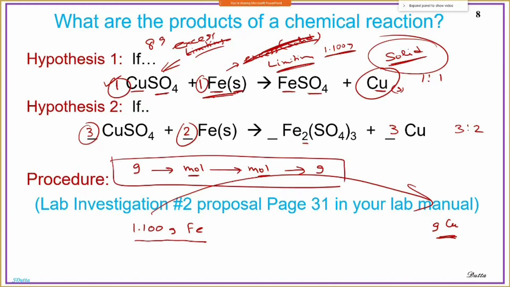Grams to mole. From grams to mole, then mole, then grams. Don't forget, if you practice, you will see this is very easy. So I know grams of the iron. I have to cancel out the grams of the iron, so the grams of the iron has to be on the bottom. What has to be on the top? The mole of the iron.